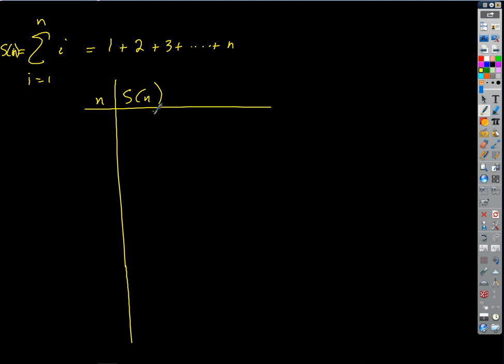and S of n. So if n is 1, what's the sum? 1. If n is 2, what's the sum? 3. If n is 3, what's the sum? 6. Okay, and this is getting pretty easy to do. What's the pattern? If n is 4, it's 10. How are we getting this? Add n to S. Okay, good. We're adding the next term to the previous sum, right? Okay, no big deal. So 10, 5 is 15. 6 is 21, etc., right?